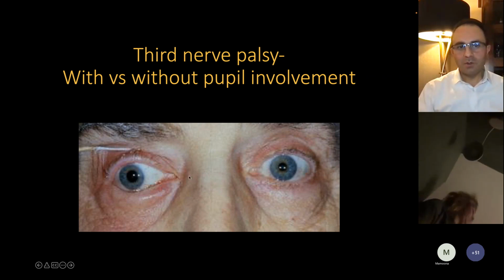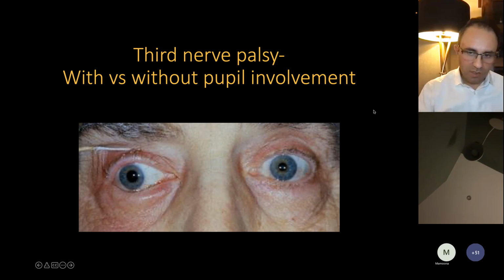So the reason why I wanted to show you this, I know that you see a lot of patients with double vision and everything else. However, that's the red flag: if you see any dilated pupil and the eye is down and out with the ptosis, like the upper lid is completely ptotic, you need to have high suspicion of third nerve palsy with pupil involvement.